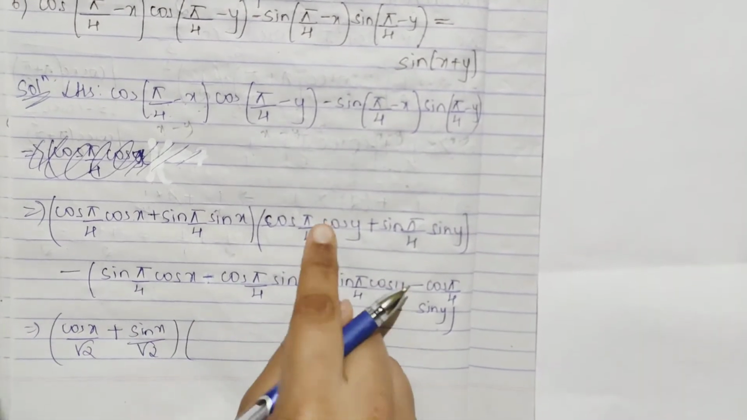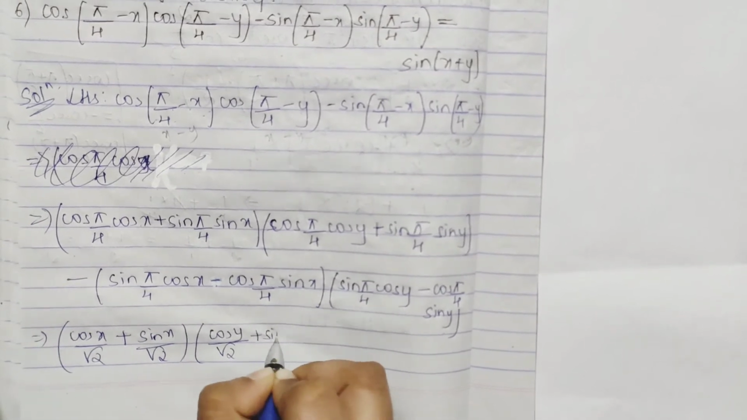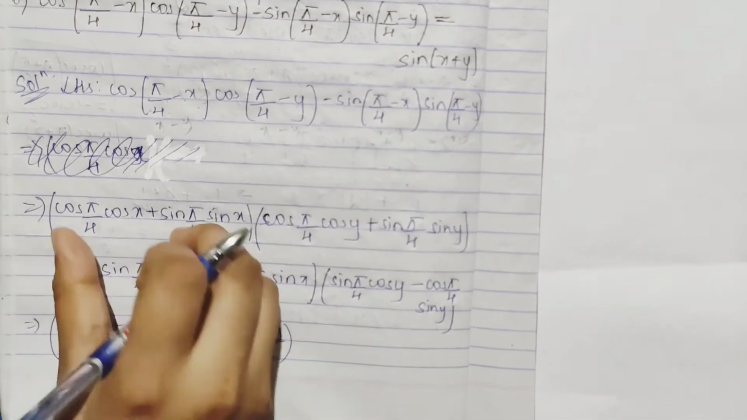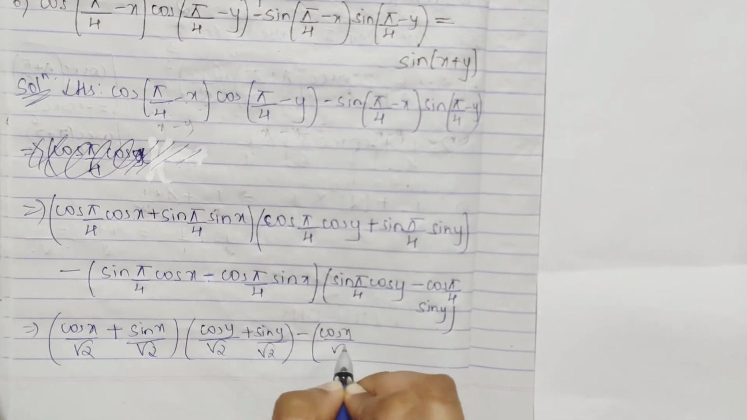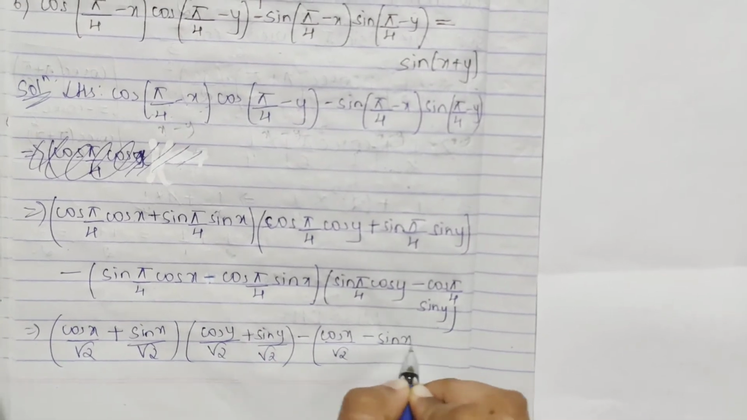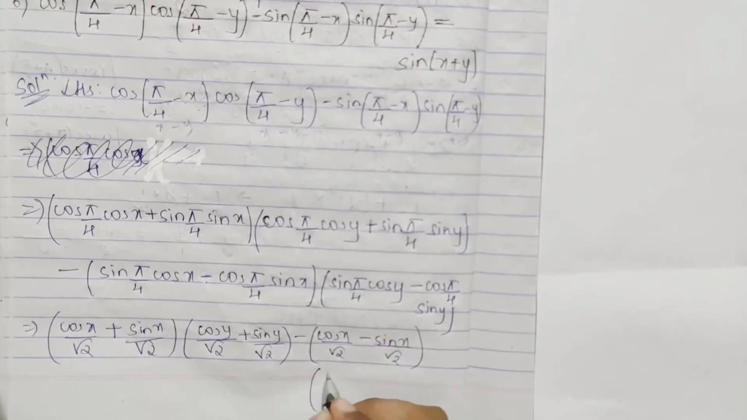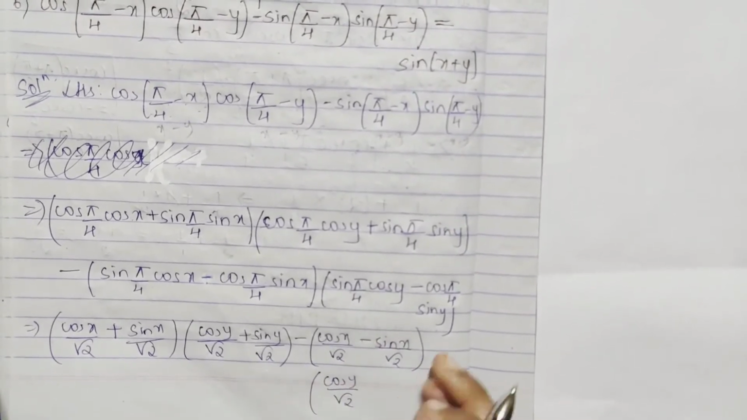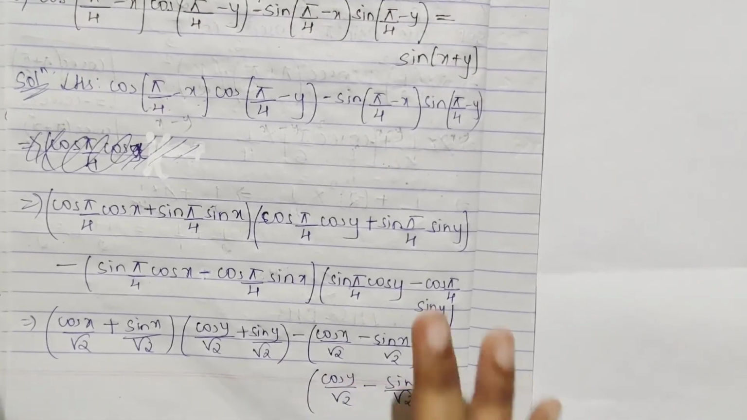Even here I get cos y by root 2 plus sin y by root 2, this section. Now minus, this also I'll get cos x by root 2 minus sin x by root 2. I don't have space, so I'm writing here down. So this will again be cos y by root 2, and this will be minus sin y by root 2. Okay, root 2 you'll get. Please pause the video to note it down.